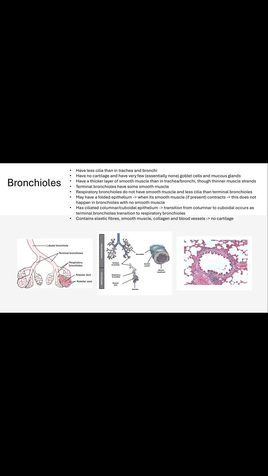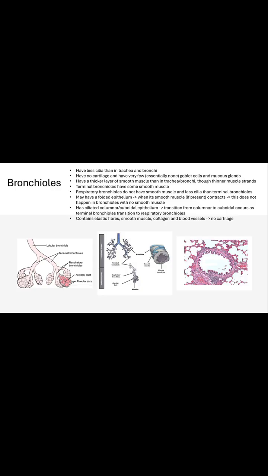So the bronchioles have less cilia than in the trachea or the bronchi. As I've explained, it is because we want less and less mucus, and this is to prevent infection further down in the gas exchange system. They have no cartilage, and they have very few, or essentially none, goblet cells and mucus glands. Again, less mucus, less cilia, for the reasons stated previously.